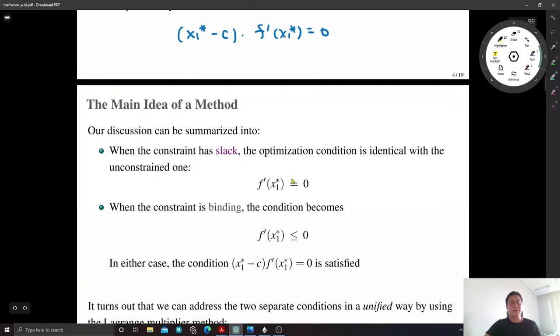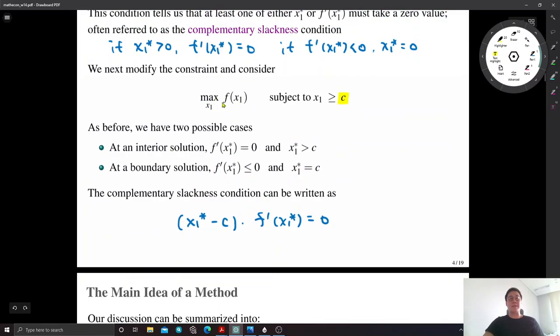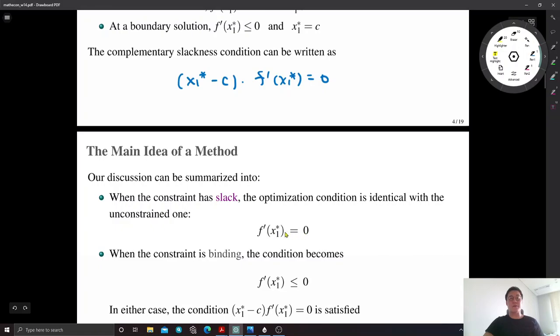Okay? So to summarize our discussion, if the constraint has slack, meaning that if we have an interior solution, the optimization condition is identical with the unconstrained optimization condition. Okay? So f prime is equal to 0. So that is a standard first order condition. If we attempt to maximize this one in the absence of the constraint, we start by taking the derivative and setting it equal to 0. Okay, so this was the standard first order condition.